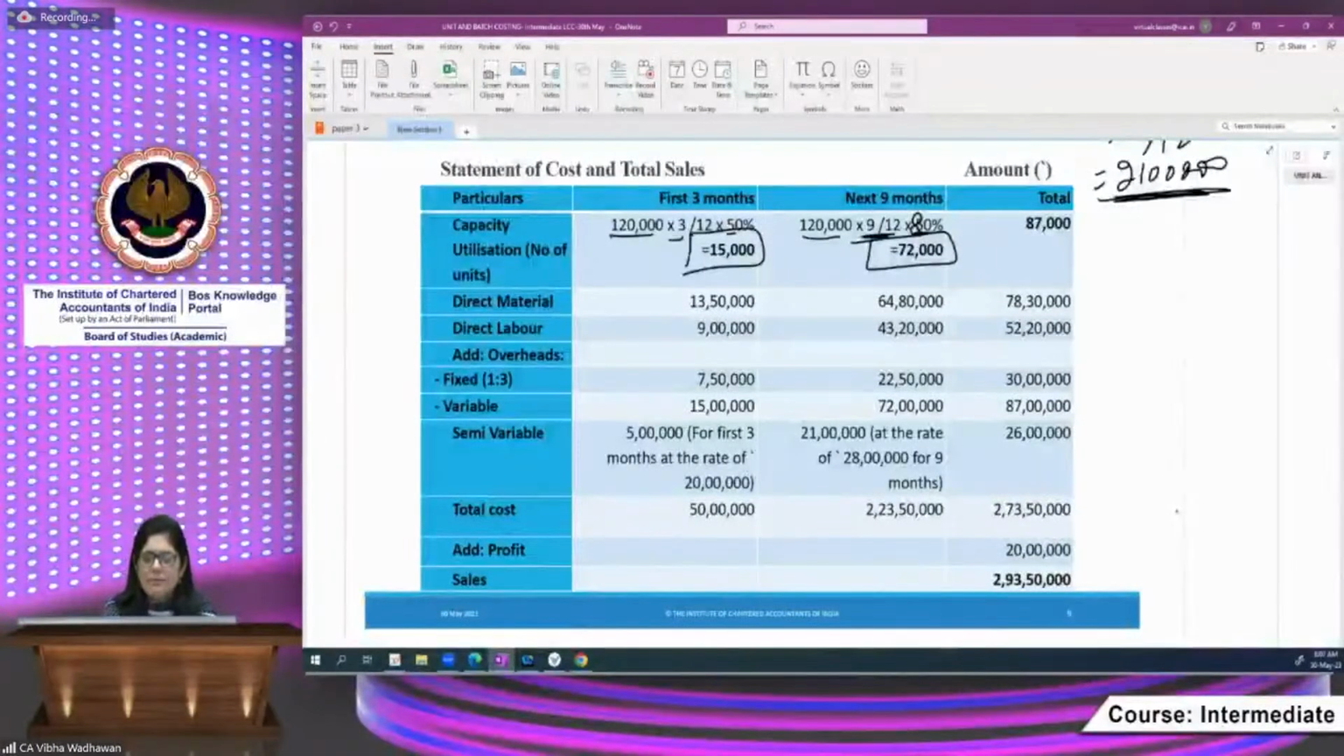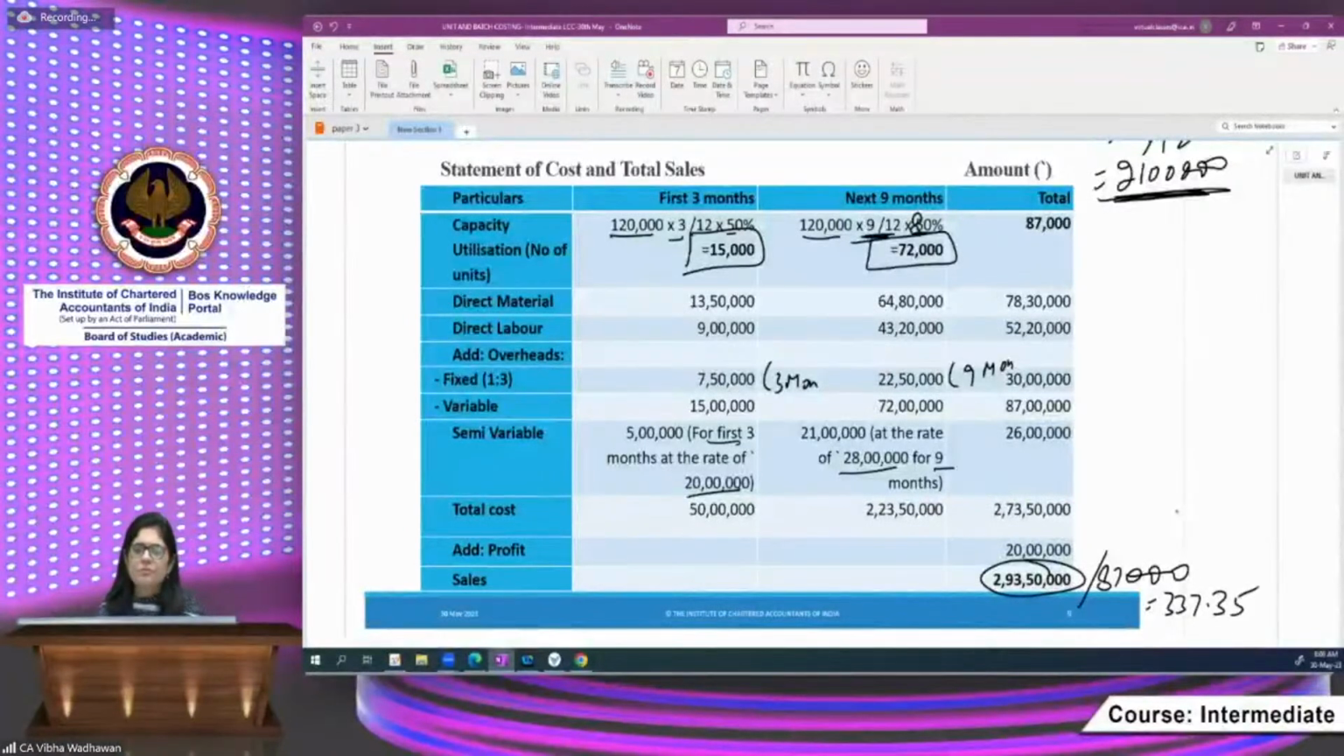So this was the direct material and then total, direct labor and then total, fixed overheads as per the time. So for 3 months and for 9 months. Clear? And this as per units. So semi-variable, 20 lakh for the 50%, so we have taken for 3 months and 28 lakh for 9 months. So it has come to this. This is the total sales divided by 87,000. You will get 337.35. All right. Take a note of this solution.